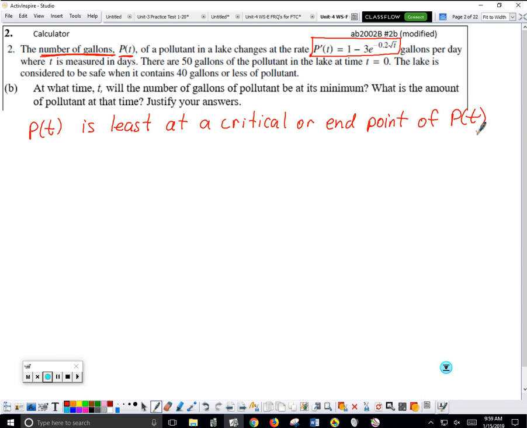So now we need to go find where P prime of T is equal to 0, just like we did on the last problem. So do that on your calculator. Go.